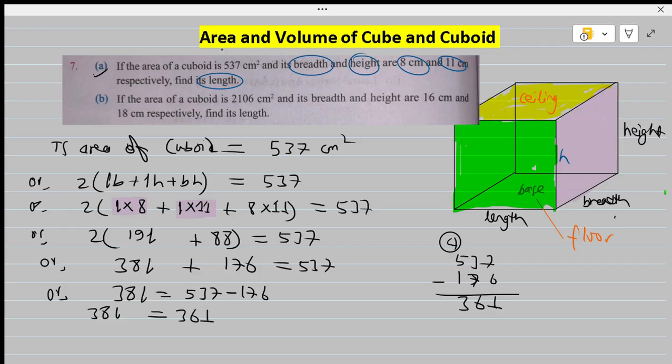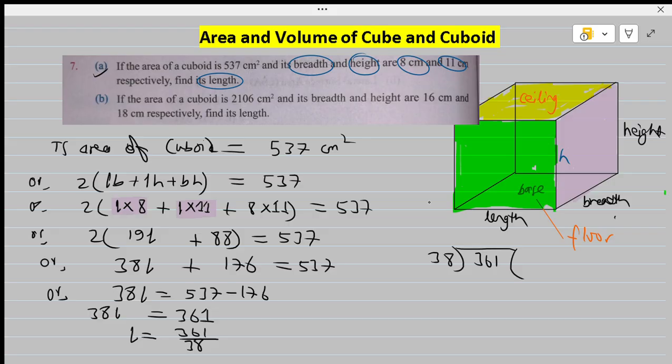And now L is equal to 361 divided by 38. And now we need to convert either into the decimal number or the mixed fraction, right? So let's convert into either of the two. So let's divide here. So by 38, let's divide 361. So 38, how many times will it go? When you divide, it goes 9 times, right?